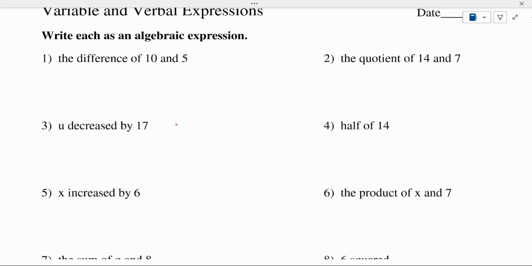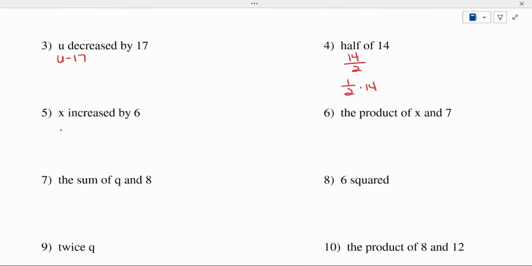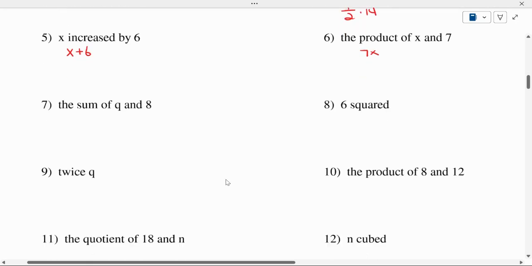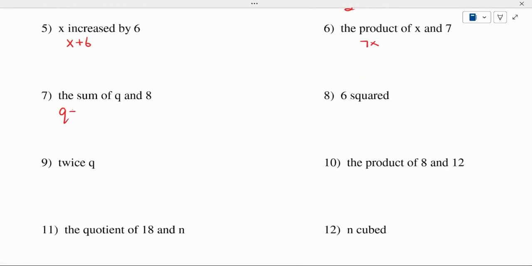Let's actually do some problems. The first problem, the difference of 10 and 5. Difference means subtract, so it's 10 minus 5. It only wants us to write it as algebraic expressions, so we don't solve those. The quotient of 14 and 7, 14 divided by 7. U decreased by 17 is u minus 17. Half of 14, 14 over 2, or you could write it as 1/2 times 14. It's the same. X increased by 6, x plus 6. The product of x and 7, it could be 7x. The sum of q and 8, q plus 8.